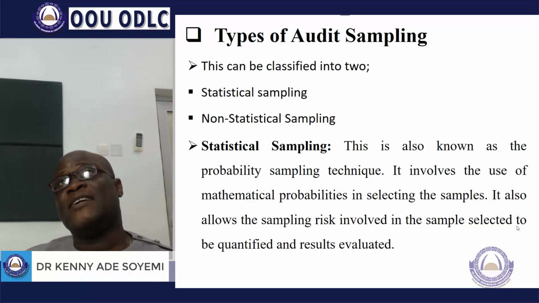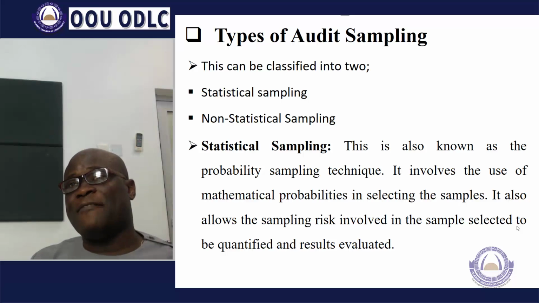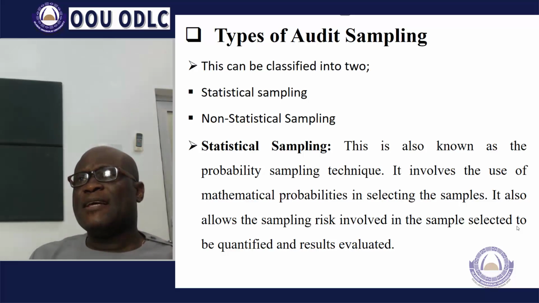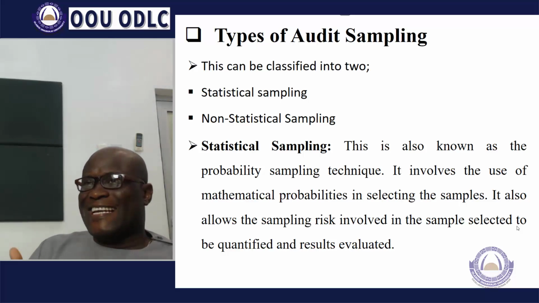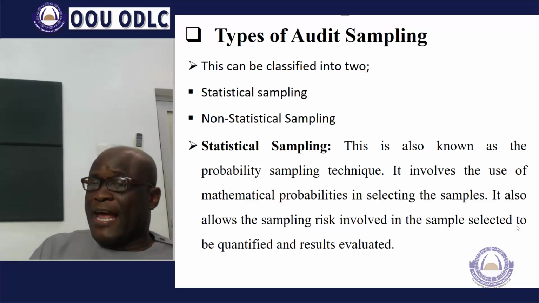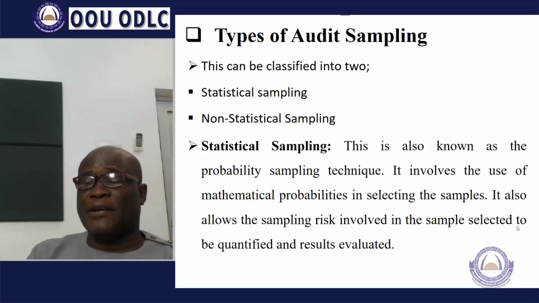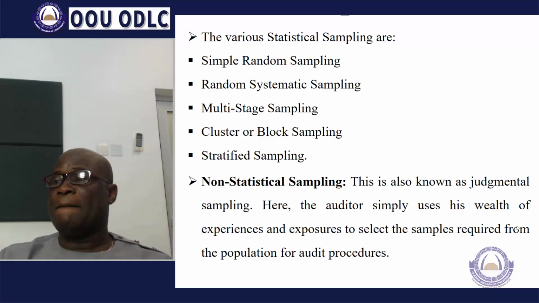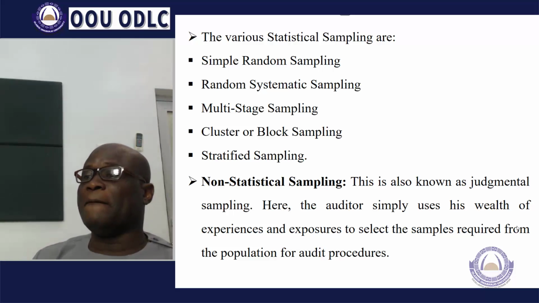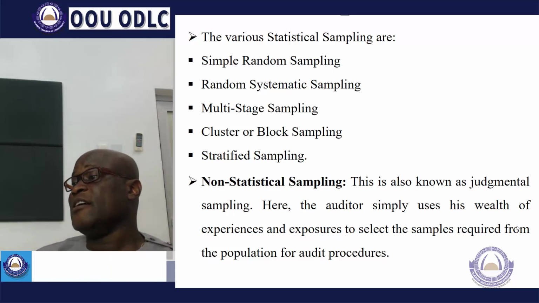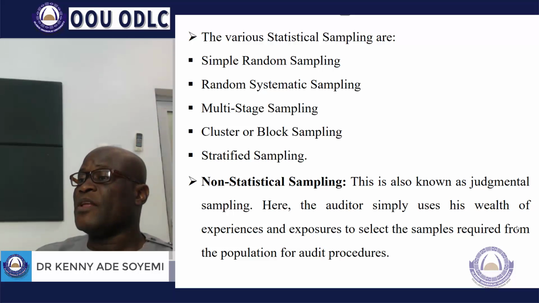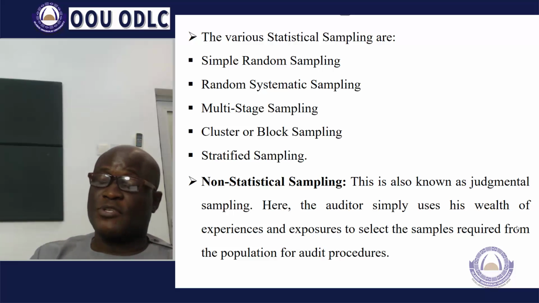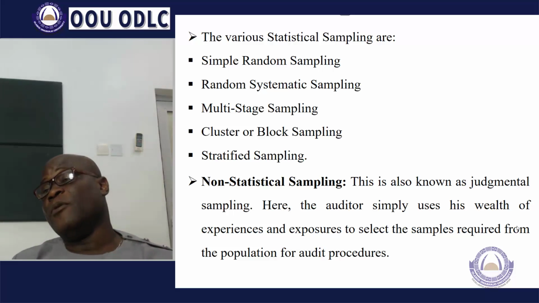Of course, there is nothing as good as observing or testing the whole population. So which means by sampling, it is associated with sampling error, which is being referred to as sampling risk. The various statistical sampling are simple random sampling. It is also known as the lottery method. Here, not only that the elements of population are known, each has an equal chance of being selected. The use of random numbers most of the time is a good example here.